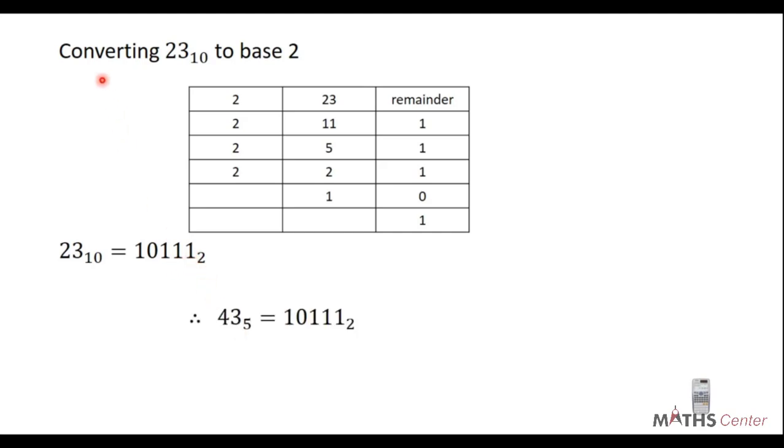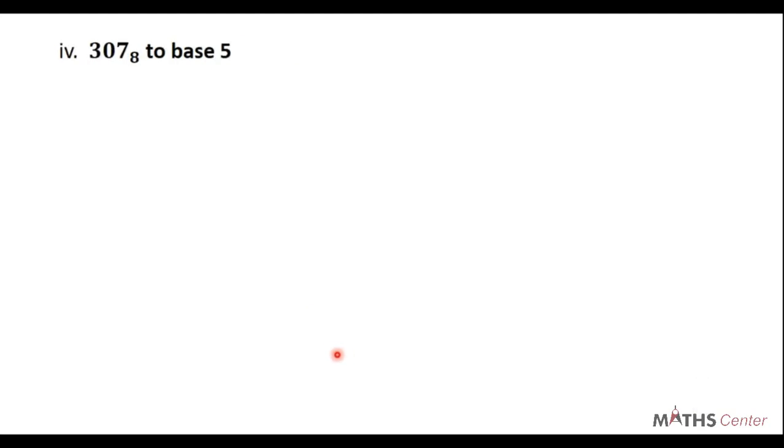Which means that if you convert 43 base 5 to base 2, you are going to get 1 0 1 1 1 base 2. Let's pick the last example. We are converting 307 base 8 to base 5. So the first thing we need to do is to convert 307 base 8 to base 10.